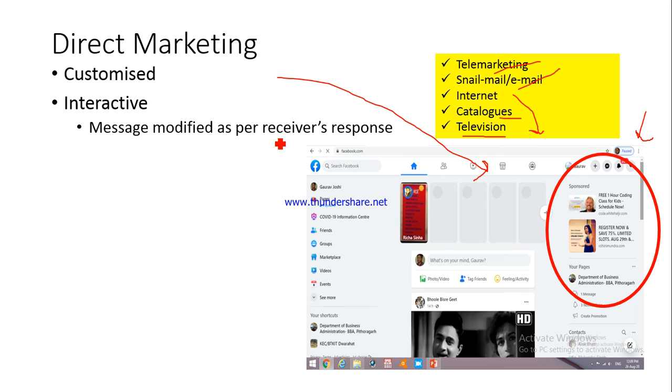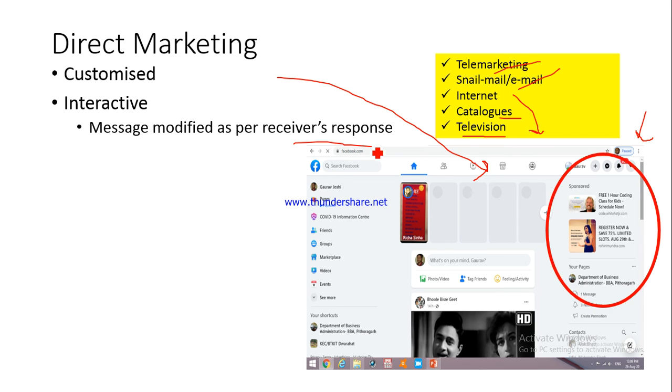Interactive. Now what do we mean by interactive? The message can be modified as per the receiver's response. For example, if I send across a mail, and if the response is not so positive, I can modify my message. So in that sense, direct marketing is interactive.